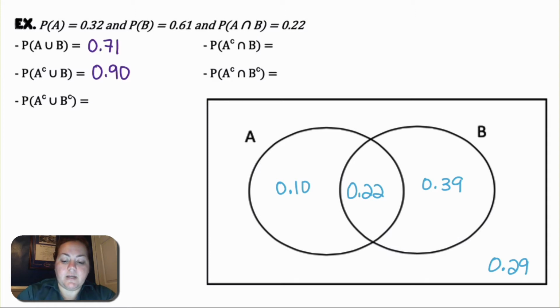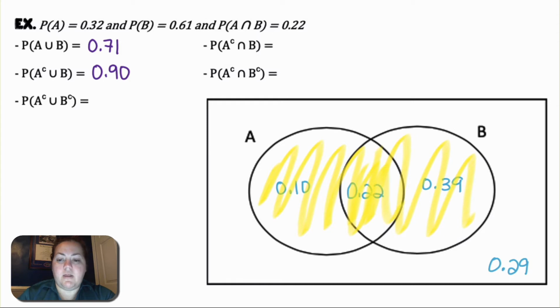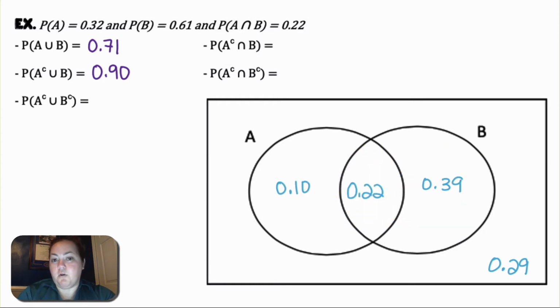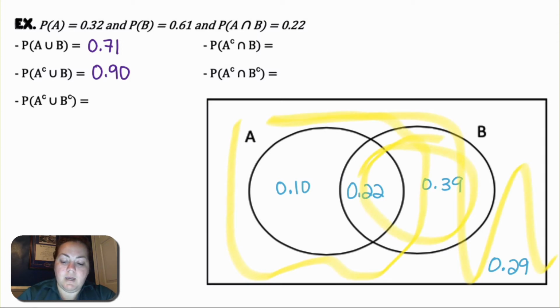And so some people like to highlight, so it could be in A or B or both, and then add up all the sections that they highlighted if you're more of a visual person. The probability of not A or B. So not A would be all of this, or B means I can take anything in B. So it's everything but the 0.1, so it would be 0.9.